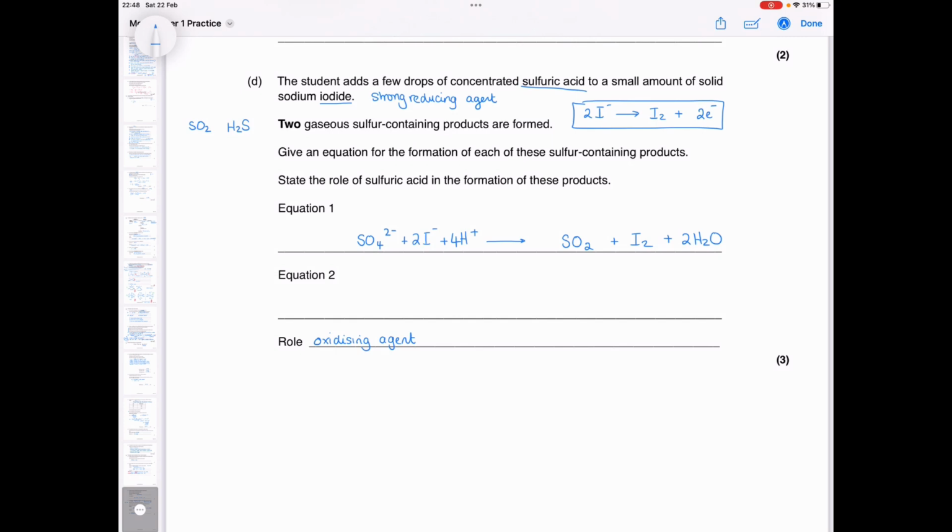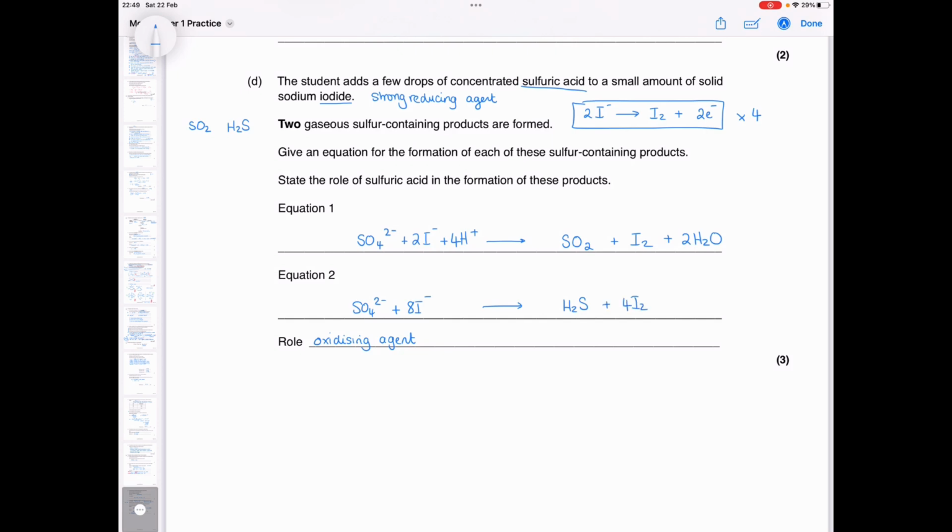And the second equation, we're going from SO4 2 minus, which is in its +6 oxidation state, to H2S, where the sulphur is in its -2 oxidation state. So we're going from +6 to -2. And so that means we're going to need actually 4 lots. That overall change is 8 electrons. So we're going to need 4 lots of the iodide to iodine, to balance that off. So 4 lots, we're going to therefore need to have 8 I minuses and 4 I2s.